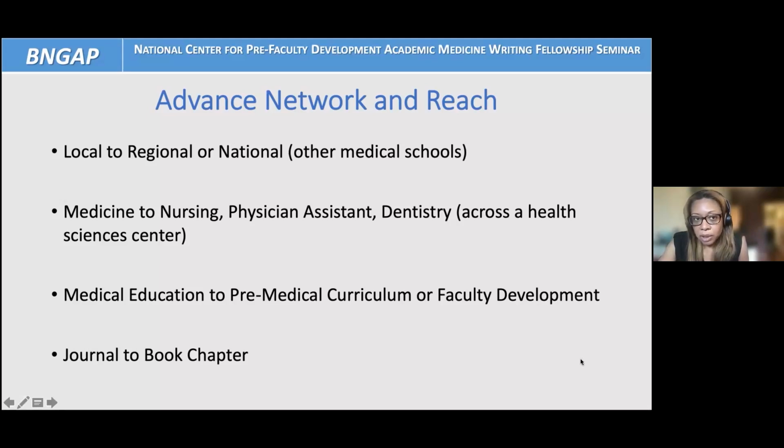Anyone else want to think about how they can advance their network and reach? I'll go next. Like I mentioned before, my learners were initially M2s and M3s, but I could advance it to, like you mentioned earlier, residents, and then eventually to faculty. And as far as a national level, since I'm at a Big Ten university, I could try to reach out to other Big Ten universities who have medical schools affiliated with them.